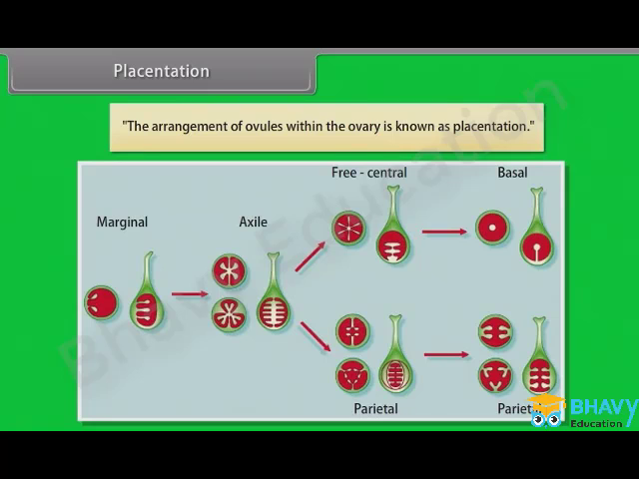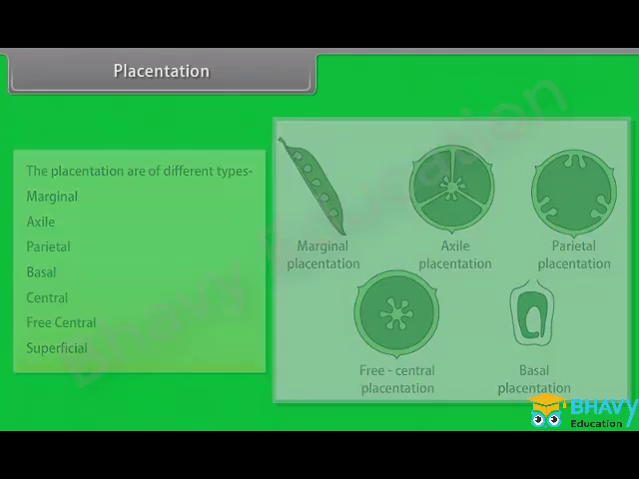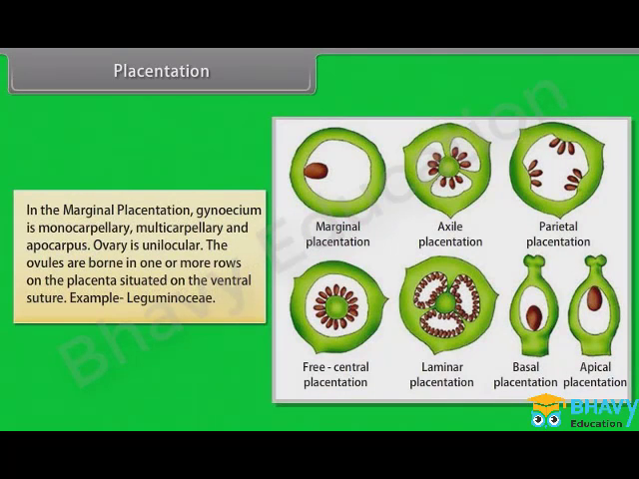Placentation. The arrangement of ovules within the ovary is known as placentation. The placentation are of different types: marginal, axile, parietal, basal, central, free central, superficial. In the marginal placentation, gynoecium is monocarpellary, multicarpellary, and apocarpous. Ovary is unilocular. The ovules are borne in 1 or more rows on the placenta situated on the ventral sutures.